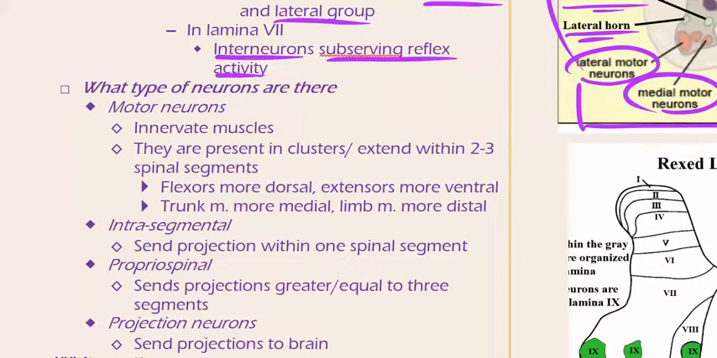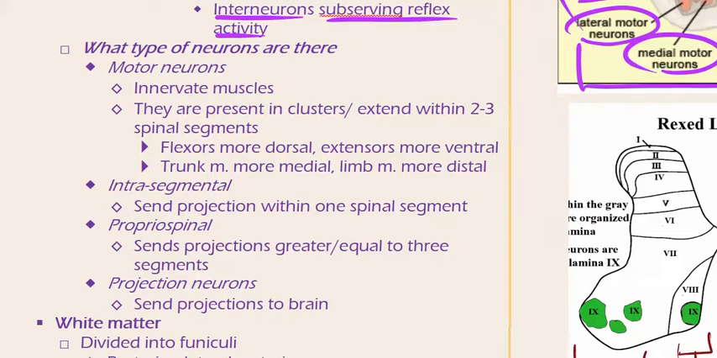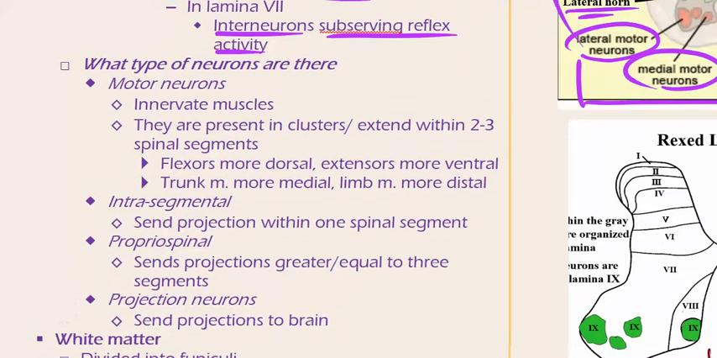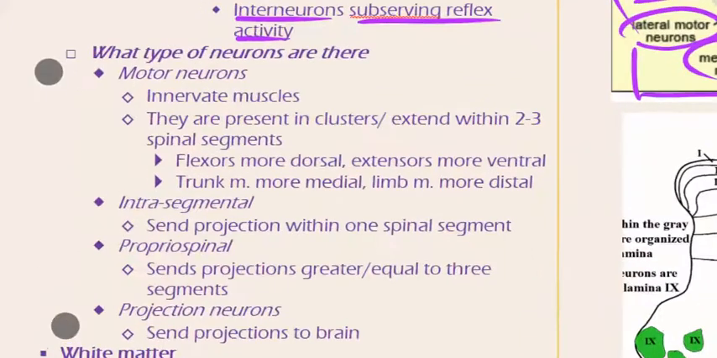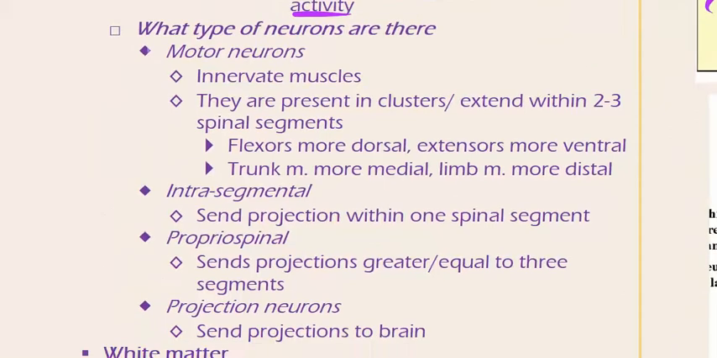Okay, so we looked at the functional divisions of the gray matter. Now, what kind of cells are we going to find inside the gray matter? Some of the neurons that you can find in the gray matter are motor neurons, intrasegmental neurons, propriospinal neurons, and projection neurons.